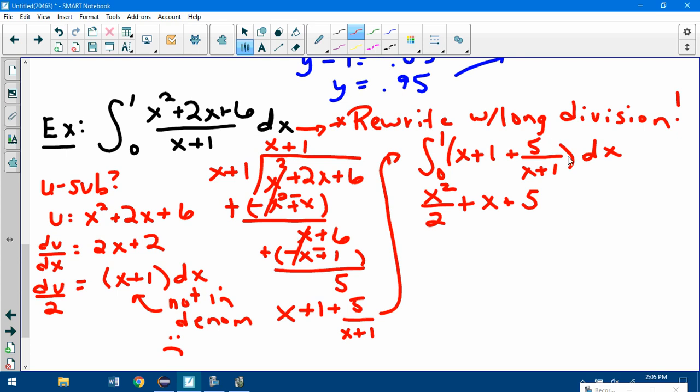If this was just 1 over x, what's the integral of 1 over x? It's ln of x, ln of the absolute value of x. If you let u equal x plus 1, what's the derivative of x plus 1? Just 1. So I can kind of get away without using u sub because there won't be any extra piece. But 1 over stuff becomes ln of the absolute value of stuff. Not plus c because we have bounds. So evaluate it from 0 to 1.